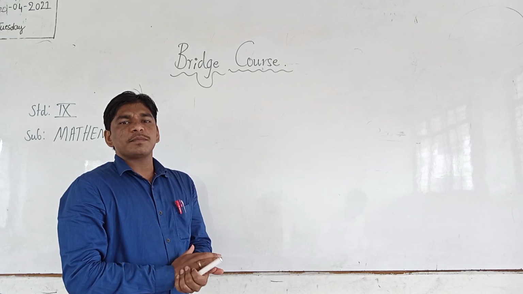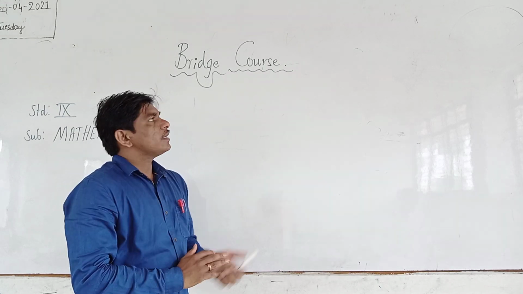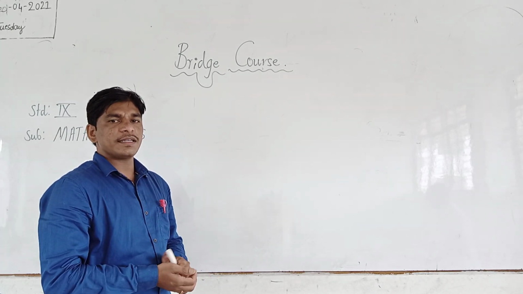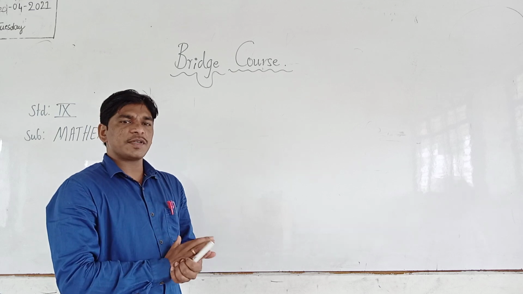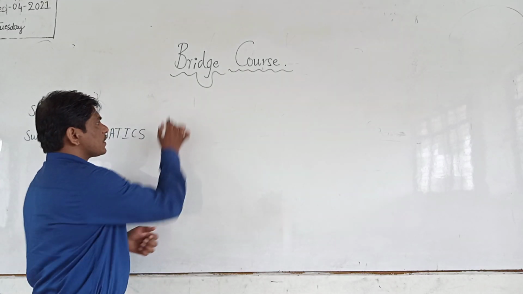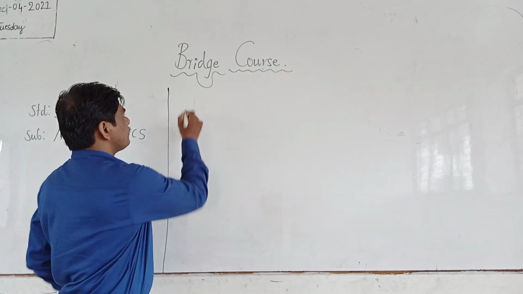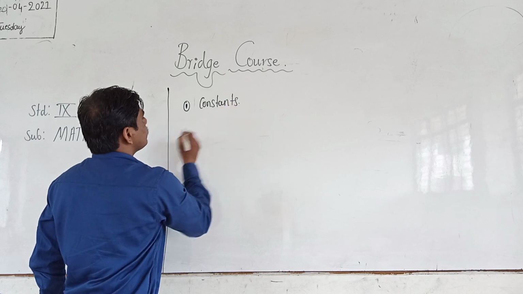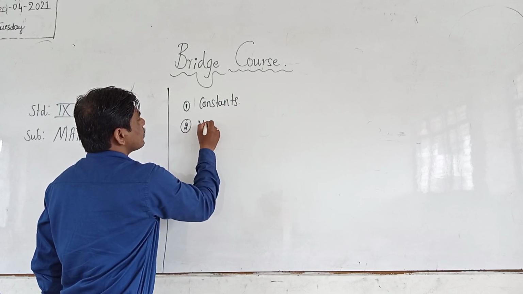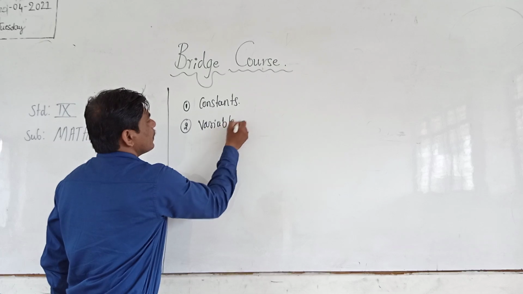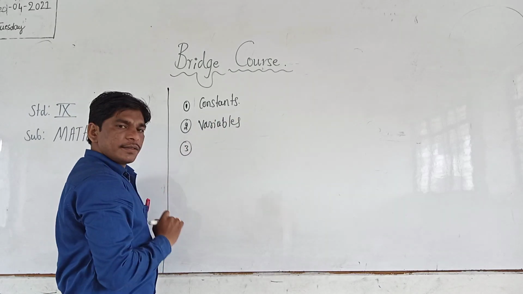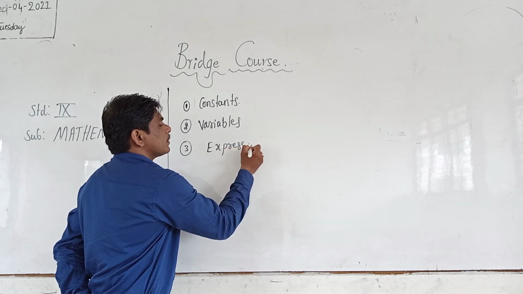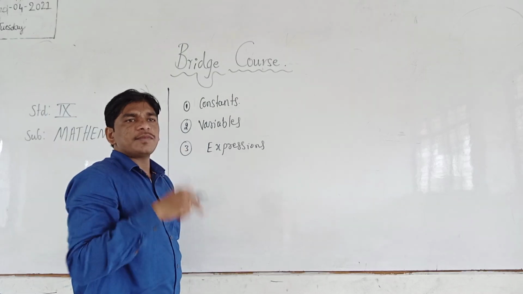Now, this topic is completely based on the 8th standard, because I am discussing bridge course concepts, some important topics. The first one is algebraic expressions. In algebraic expressions, the important points are: the first one, constants; the second one, variables; and expressions. Now, three types of expressions are there.